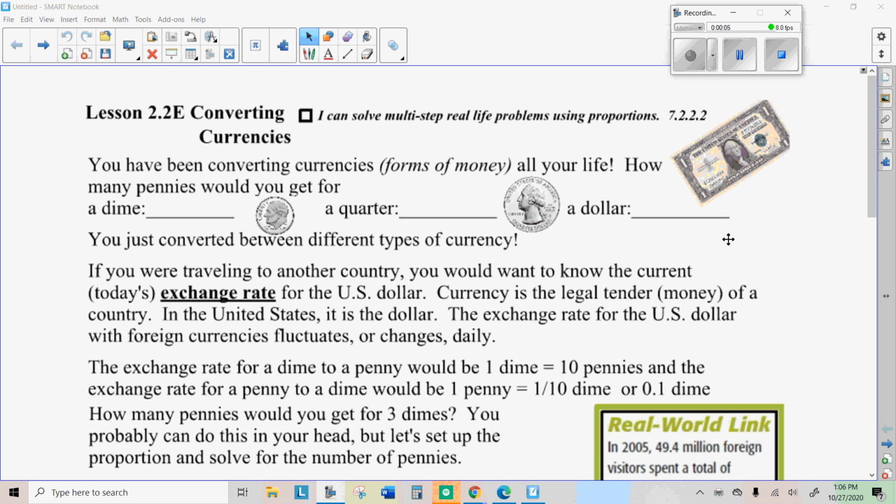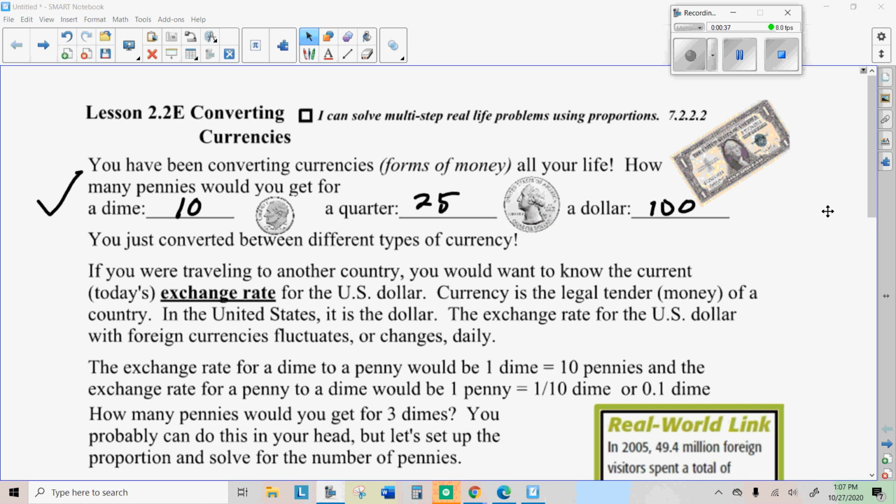Mr. Hermanson again. Today we're going to use proportions to help us convert currencies. So whatever country you go to, if they have a different currency, you have to make that calculation of what your dollar is worth. Okay, so let's start here. Just make sure we understand our own currency. How many pennies would you get? Go ahead and fill in these three. Pause now and then check back, see if you got them right.